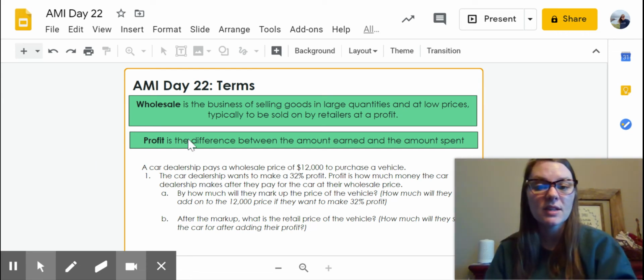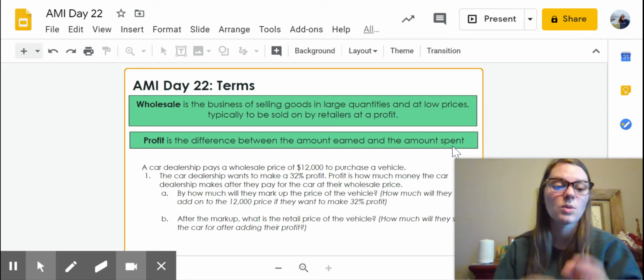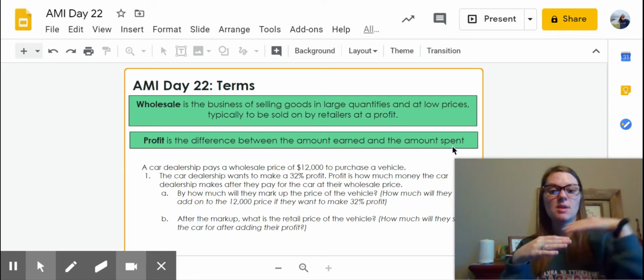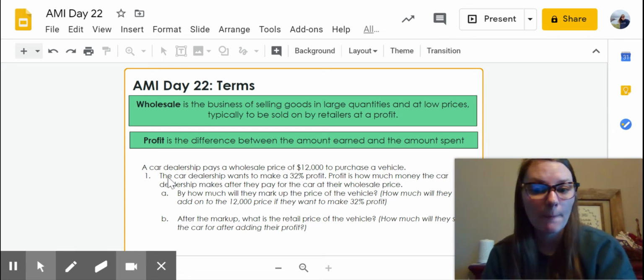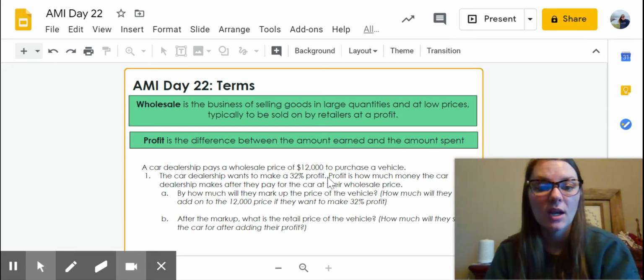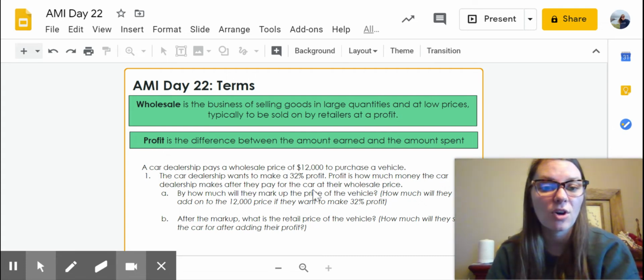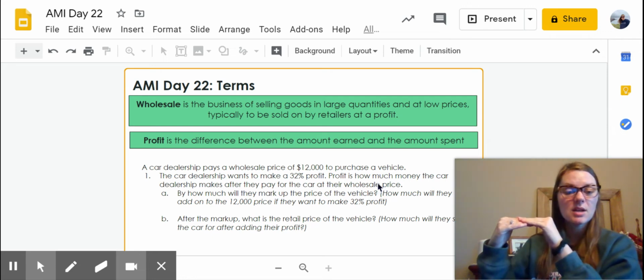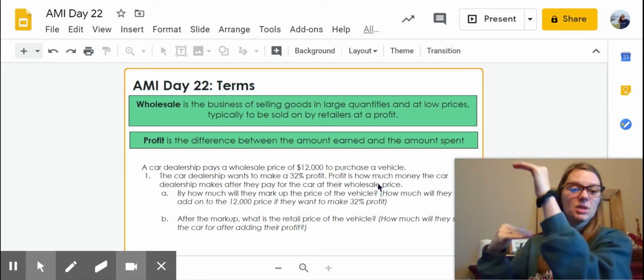Profit is the difference between the amount earned and the amount they spent. So when they bought the vehicle originally, they want to make more on it. On today's problem, the car dealership wants to make a 32% profit. And profit is how much money the car dealership makes after they pay for the car at their wholesale price. So today they pay $12,000 and they want to make 32% profit.